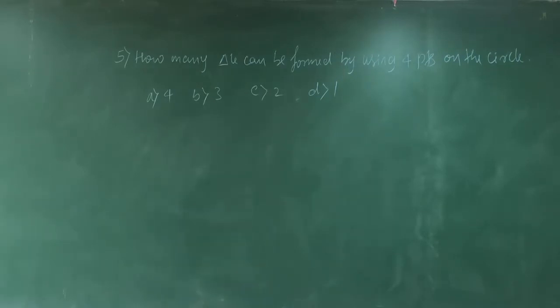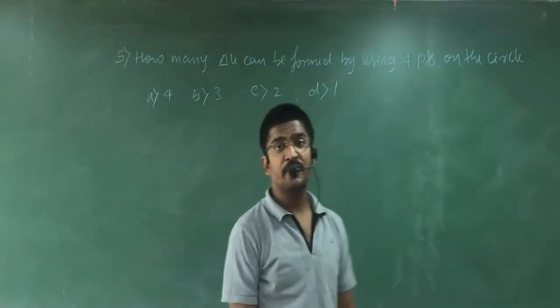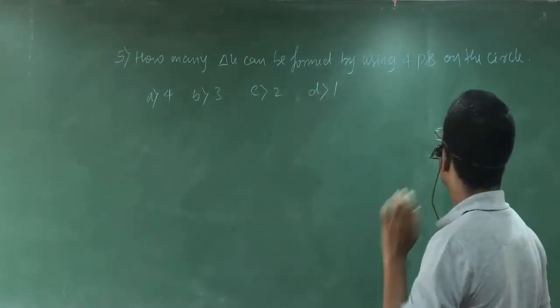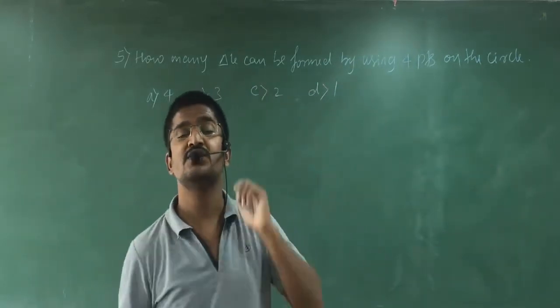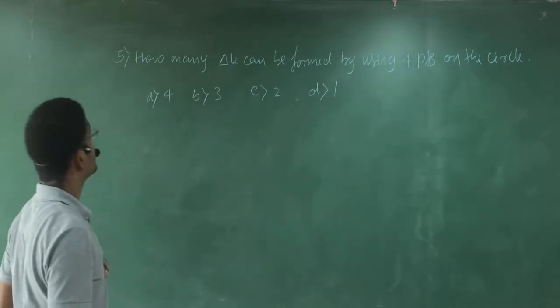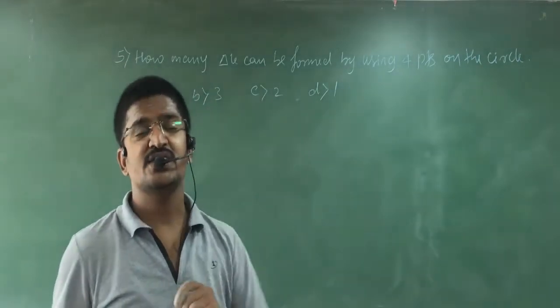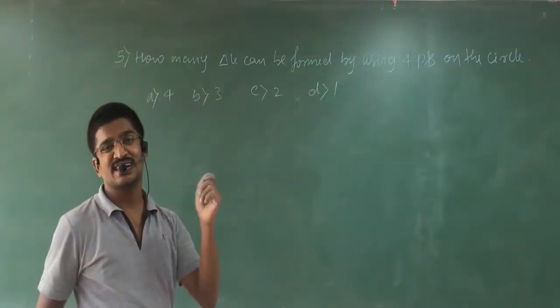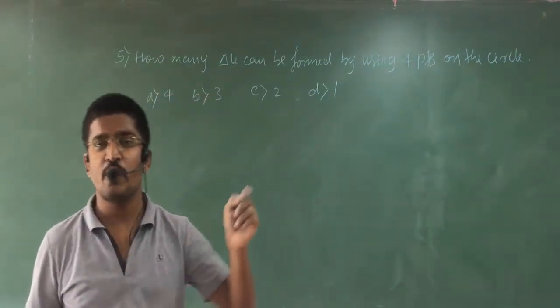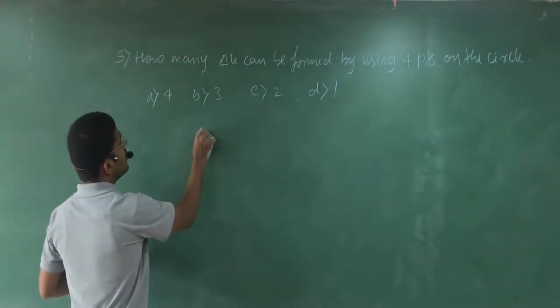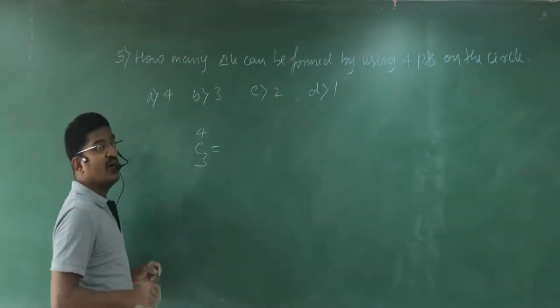Okay students, now let us go for the fifth problem, that is, how many triangles can be formed by using 4 points on the circle? How many triangles can be formed by using 4 points on the circle? So as you all know, the formula is nC3 for n points on the circle. Therefore here n is equal to 4. 4C3 will be your answer.